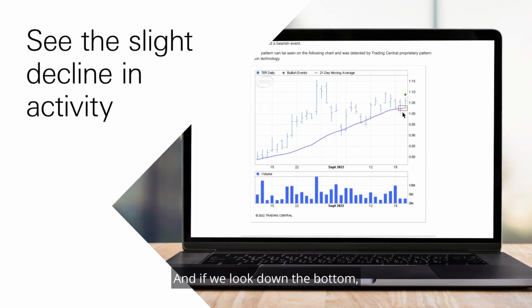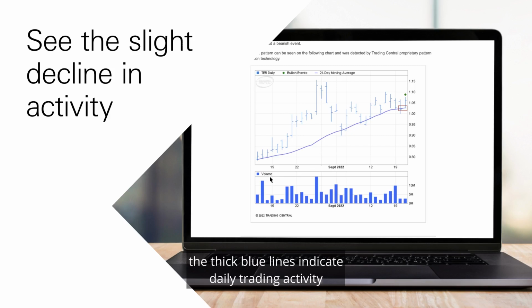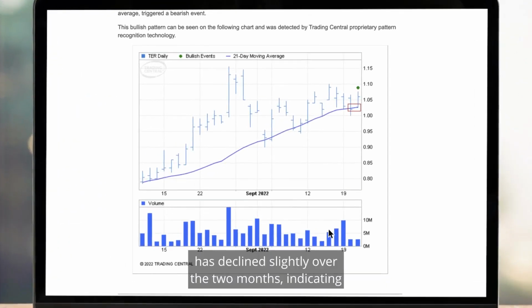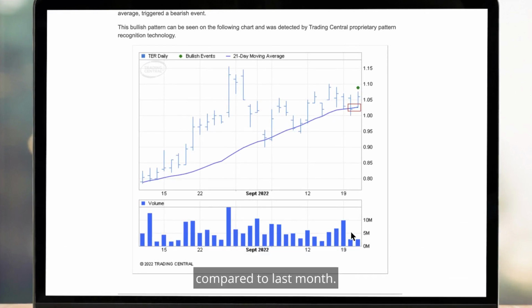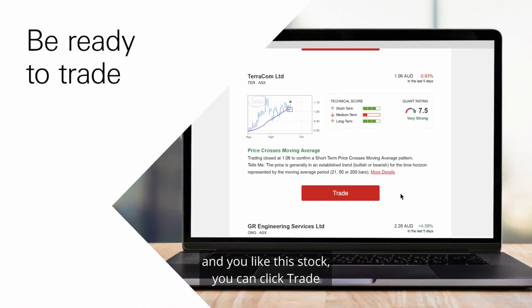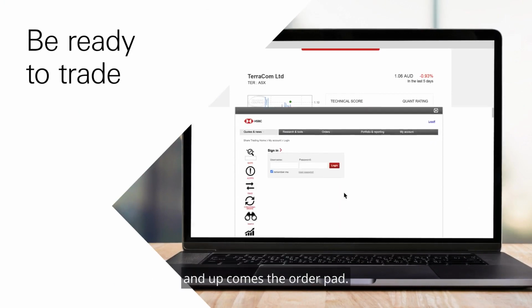And if we look down the bottom, the thick blue lines indicate daily trading activity, or the number of trades going through has declined slightly over the 2 months, indicating that there is slightly less interest in the stock compared to last month. So, let's say you've done your homework and you like this stock. You can click trade and up comes the order pad.